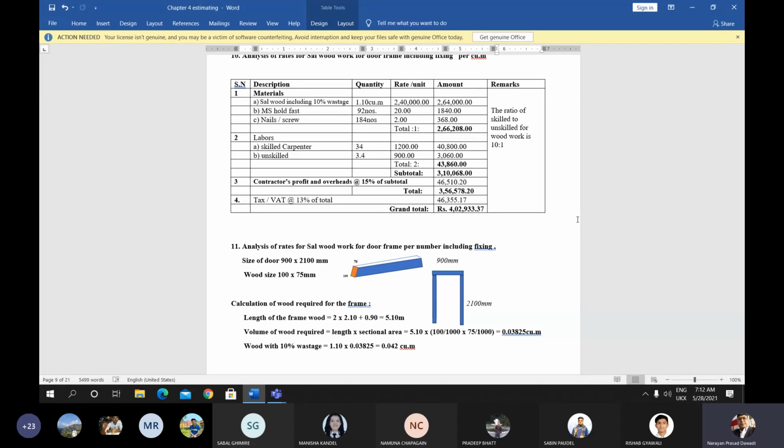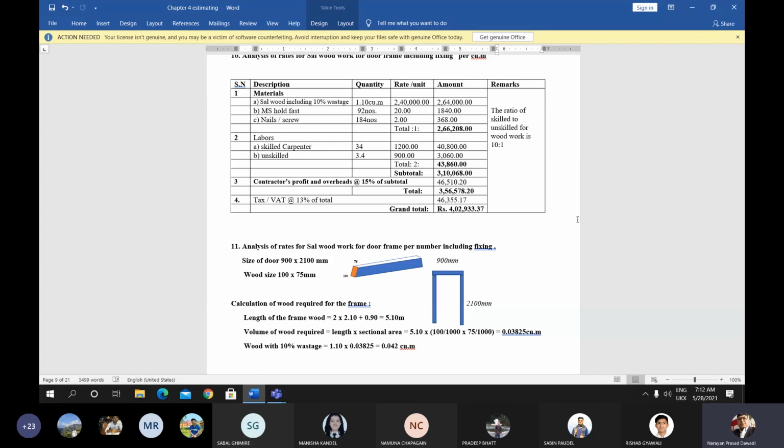Length may vary. That is, the length may be two numbers of 200 mm and one number of 900 mm. That is 2.10 meter for two numbers and 0.90 meter for a single number. So, for per cubic meter of solid wood, you can construct 23 numbers of the wooden frame like this, 900 by 200.